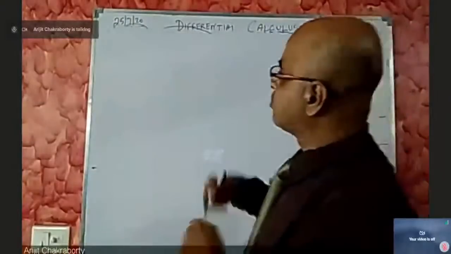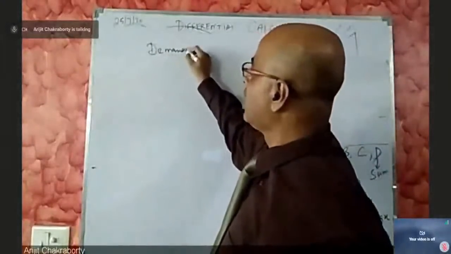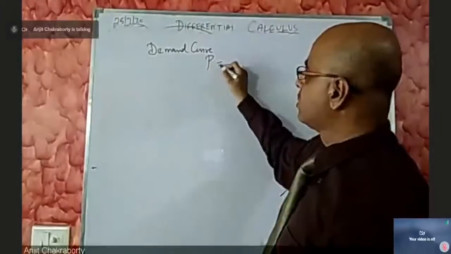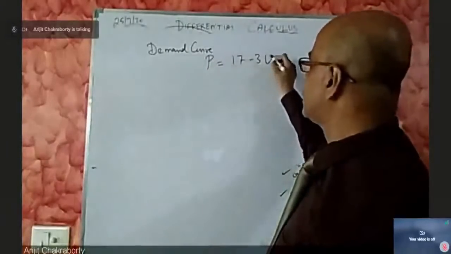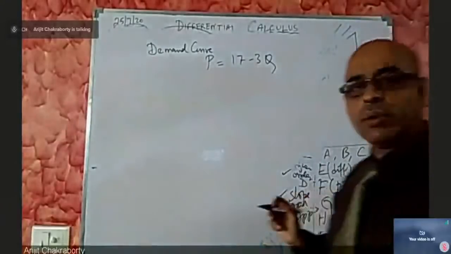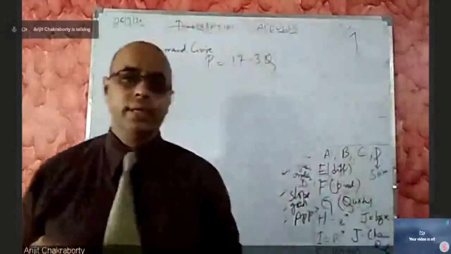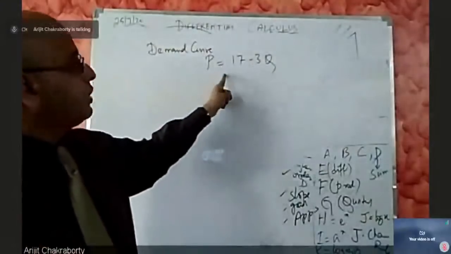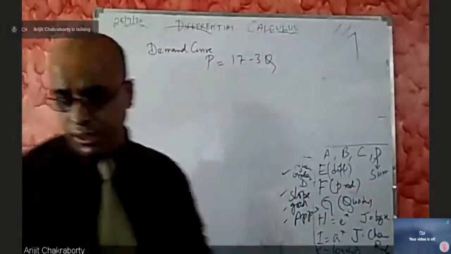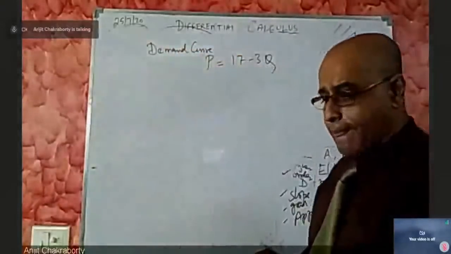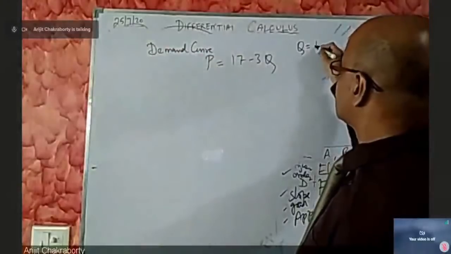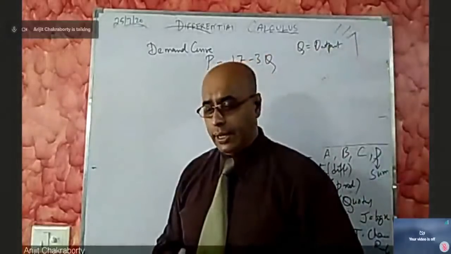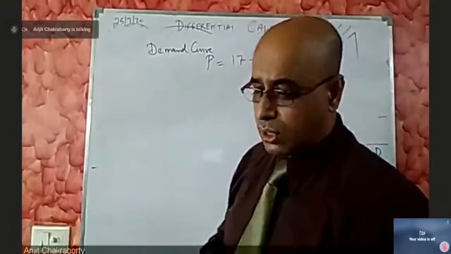The demand curve of a particular company is like this. P is equal to 17 minus 3Q, where Q is the output or the quantity. The demand curve is given by P equal to 17 minus 3Q, right? So Q is the output, this is the demand. Now we have to find out total revenue.